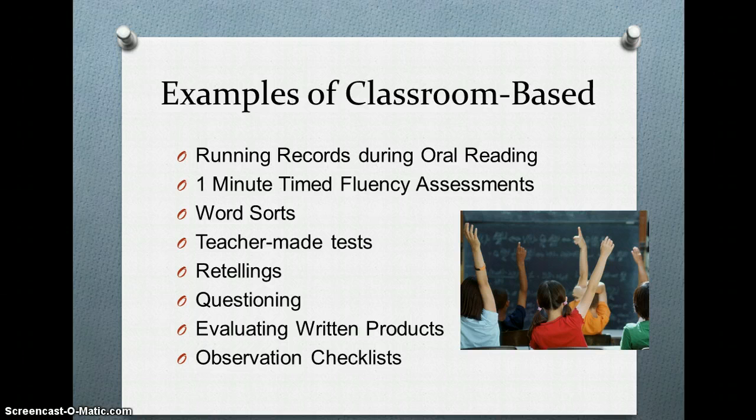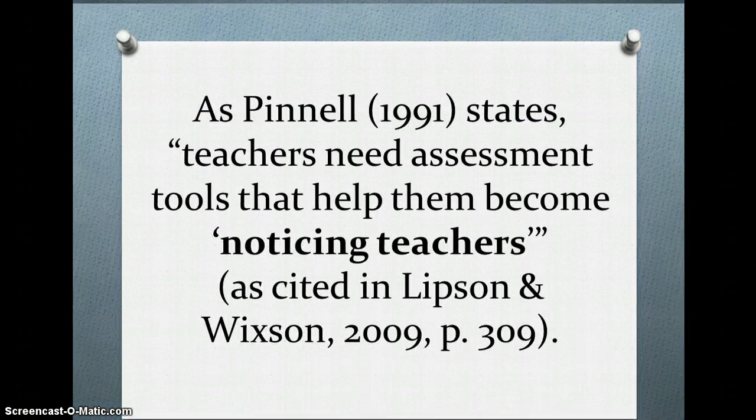And lastly, observation checklists, which I like to use a lot, where you would just have all your students' names in one column, and then you'd have the criteria you were looking for in the other columns, and you could literally just check off who had mastered that skill or shown you that they have mastered that skill.